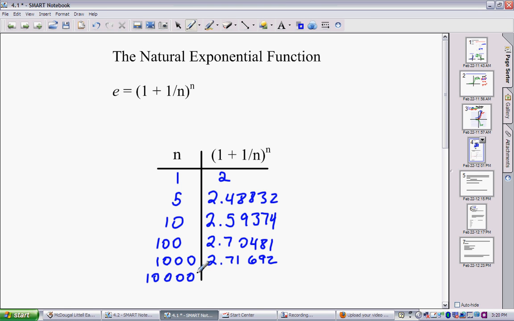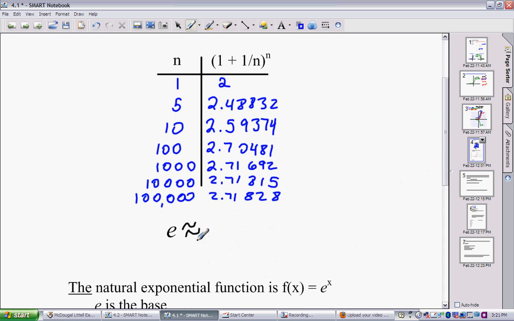10,000 gives us 2.71815. 100,000 gives us 2.71828. And that is what we approximate e to be. e is approximately 2.71828.